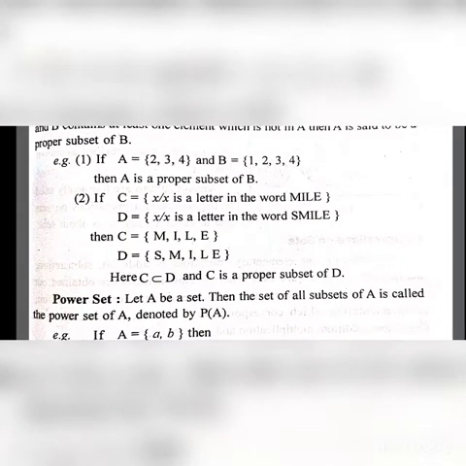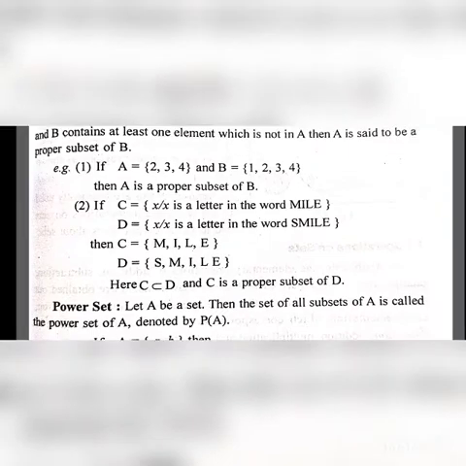Then we can say A is a proper subset of B. Next example, C is equal to {x such that x is a letter in the word MILE}. Okay, so what are the possibilities of C here? x is a letter in the word MILE, meaning M-I-L-E. What can be the value of x? x will be M, I, L, or E. Therefore, we can write the set C = {M, I, L, E}.